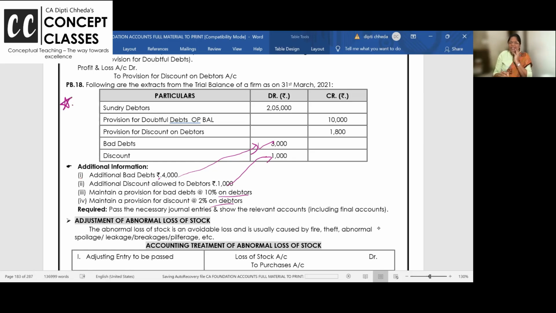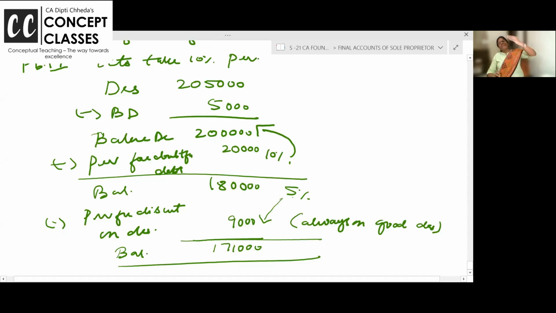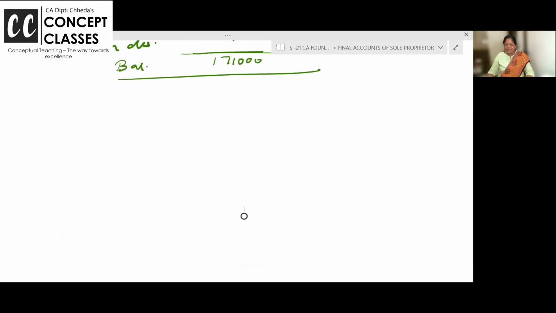Star mark this 18th problem as very, very important. Very important. Mark it and let us do it. Check please, before we start, whether the format is clear or not. From the debtors you minus the bad debt. Now whatever debtors remain, on that you do the provision for bad and doubtful debts. After doing that, now you give the discount. Okay? All right, let's do problem number 18.